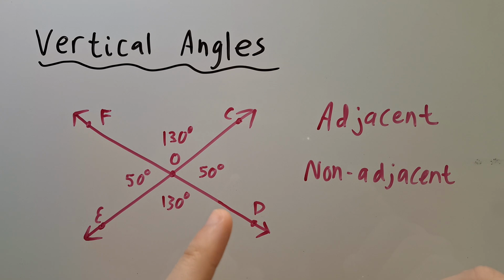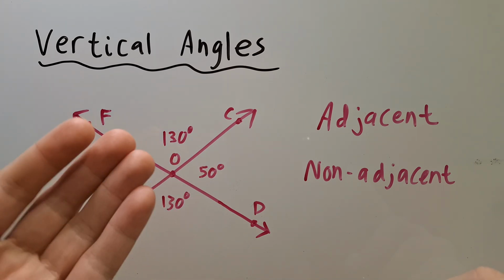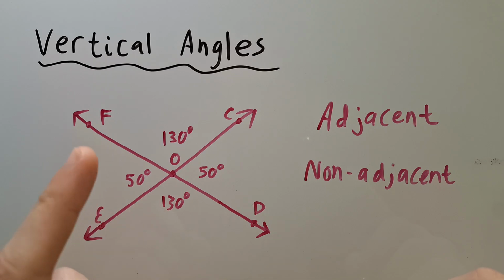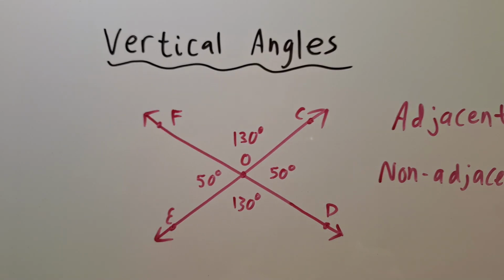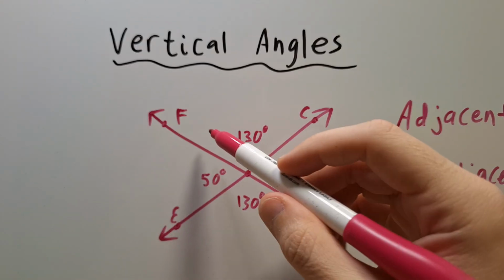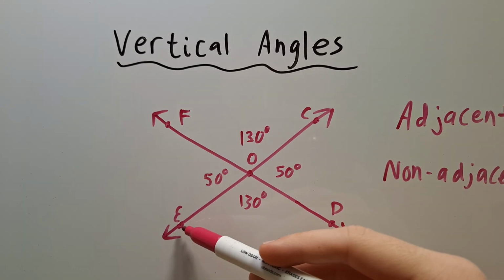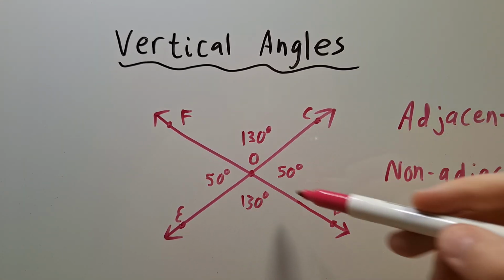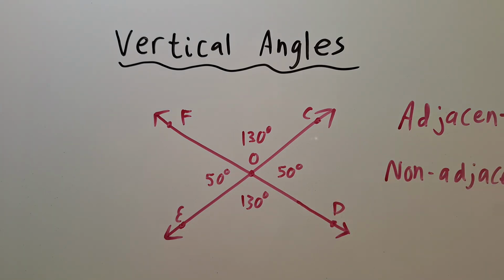Two non-adjacent angles formed by two intersecting lines are called vertical angles. If two angles are vertical angles, then they are congruent. So in this figure here, I can say that angles FOC and EOD are congruent. They are known as vertical angles.